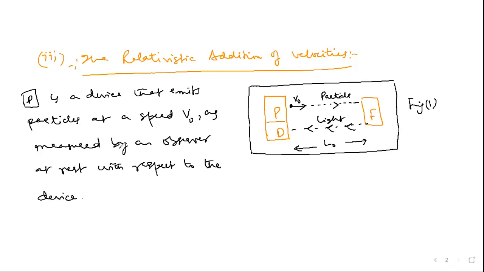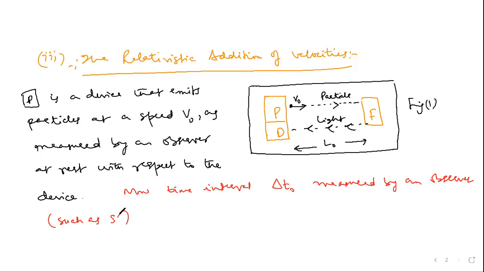Now, the time interval delta T naught measured by an observer such as S prime, who is at rest with respect to the device.